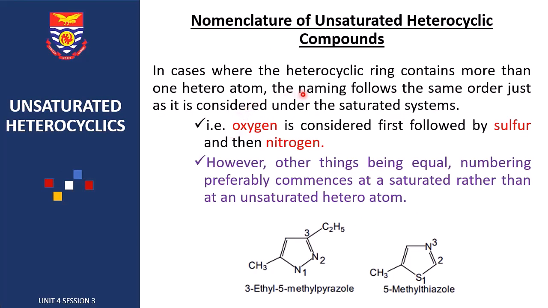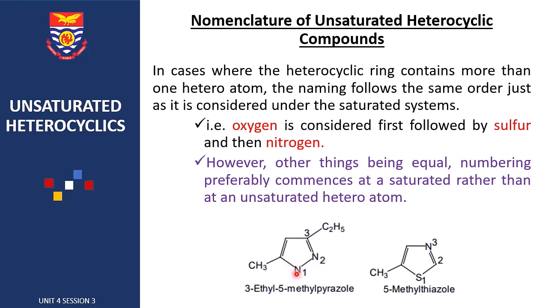Now, in cases where the heterocyclic ring contains more than one heteroatom, naming follows the same order just as it was considered under the saturated system. So, just as we considered in the saturated system, oxygen is considered first, followed by sulfur, and then nitrogen. However, other things being equal, numbering preferably commences at a saturated rather than the unsaturated heteroatom. So in the case where you have the same heteroatom present in the ring, then we look at the unsaturated, give it precedence over the saturated.